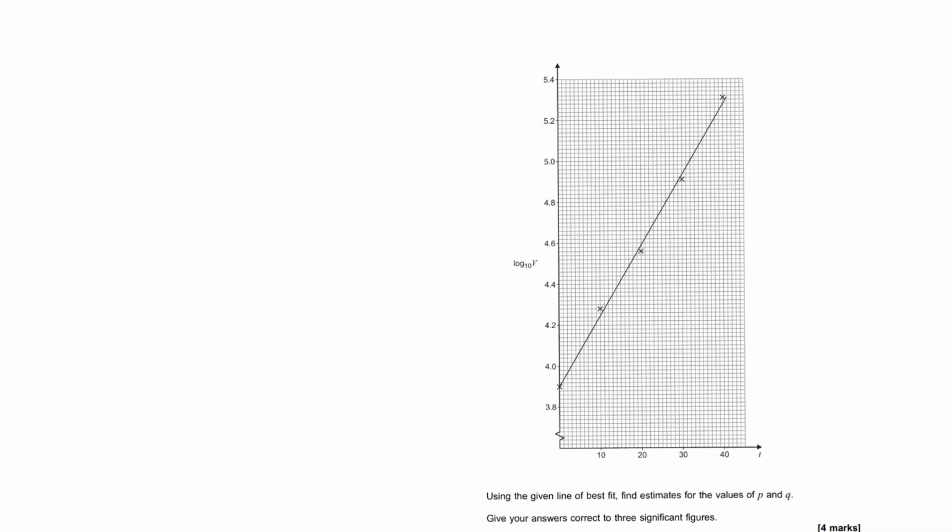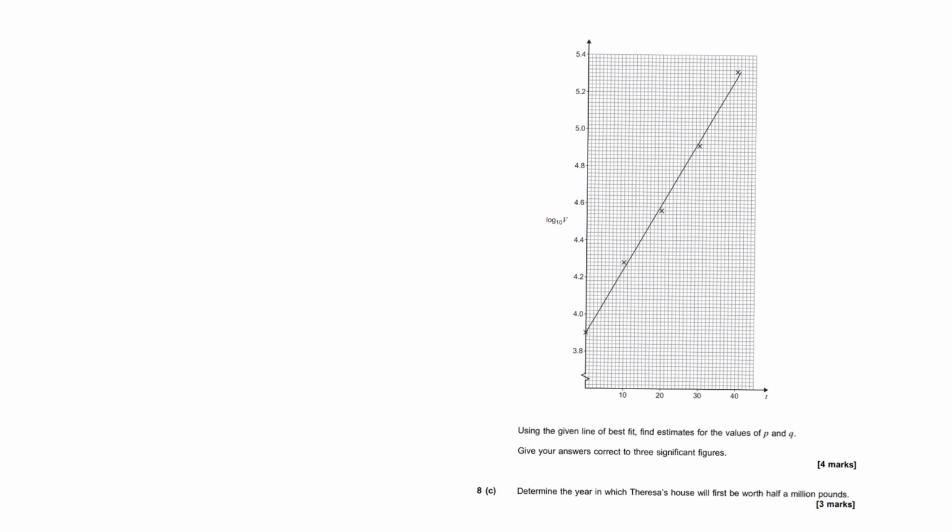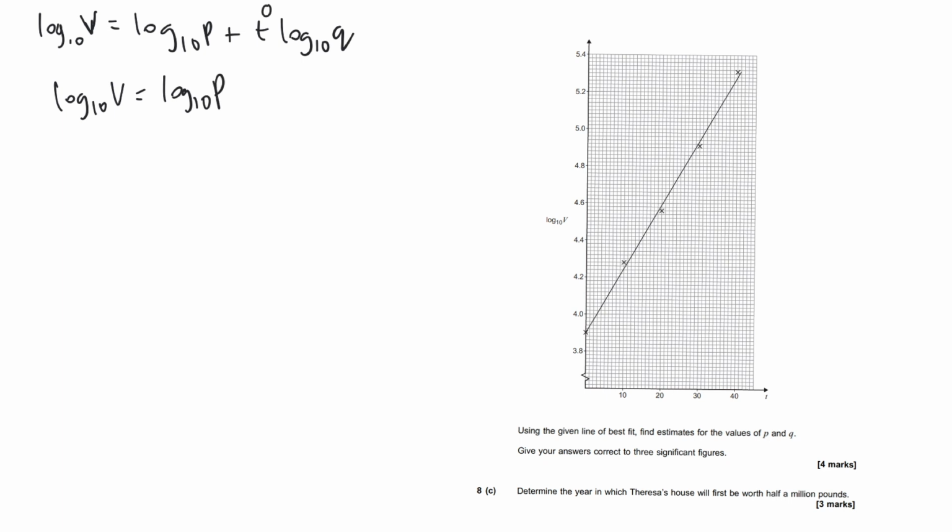So let me write the formula from the previous question down here so I don't have to keep scrolling. It was log 10 V is equal to log 10 P plus T log 10 Q. Okay, so at your y-intercept, your T is equal to 0. So when T is equal to 0, log 10 V is equal to log 10 P, and 0 times anything is 0, so that would essentially cancel out.